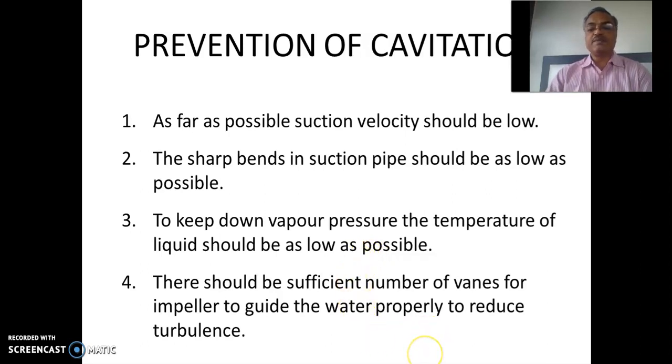There should be a sufficient number of vanes in the impeller to guide the water properly and reduce the turbulence. So again, we need to minimize the losses, and that can be done by properly designing the flow of water through the impeller. Otherwise, that turbulence may increase the losses.